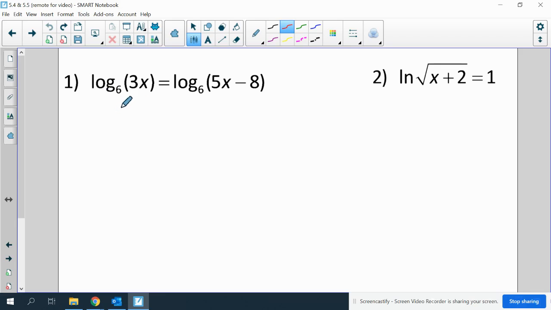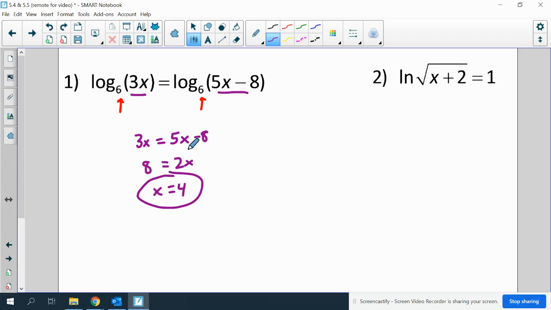It's important to understand that if I have two log functions that have the same base and they're equal to each other, then the insides have to be equal to each other. That just makes sense. For example, if I had log base 7 of 12, it would have to equal log base 7 of 12. It couldn't equal log base 7 of 13 or anything else. So therefore, since that's the case, 3x must equal 5x minus 8. And so then we can solve this and get 2x equals 8 and x equals 4.